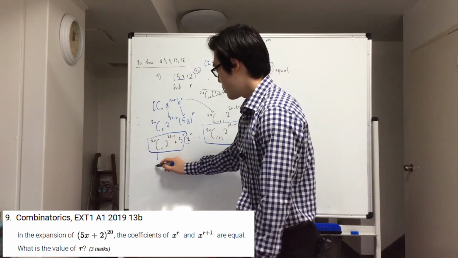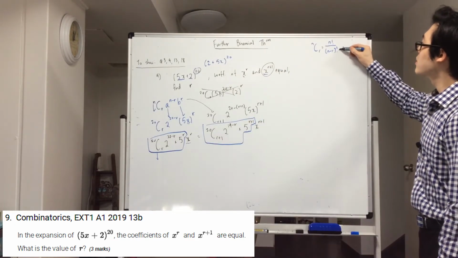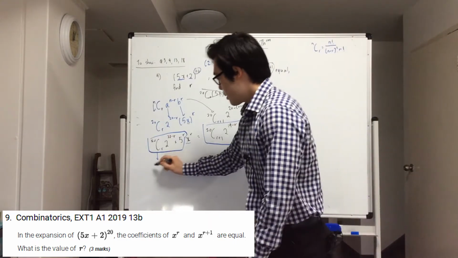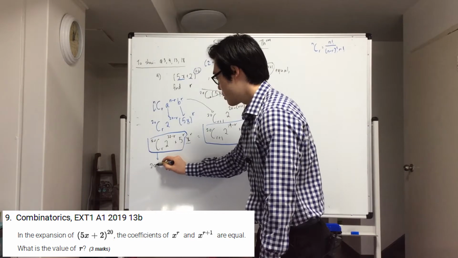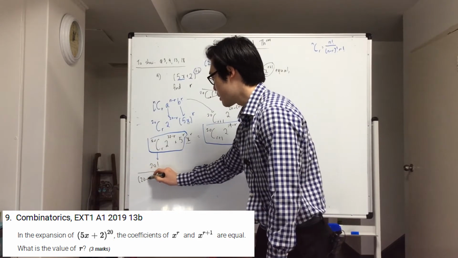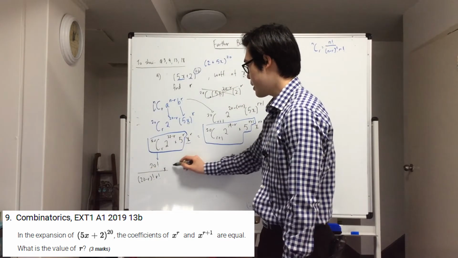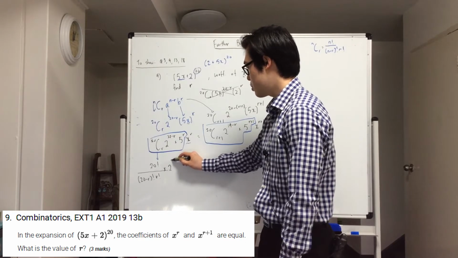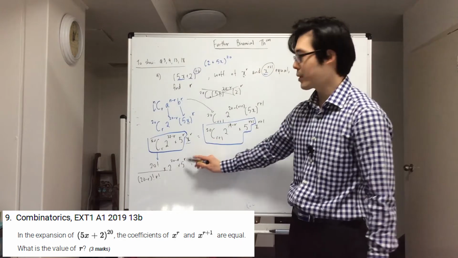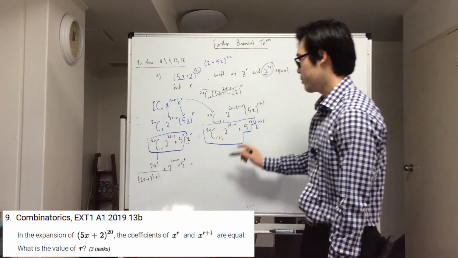Alright, so what you need to do is write the full combination definition out if you forgot. Let's use that there. Alright, so 20 factorial over 20 minus r factorial times r factorial, times 2 to the power of 20 minus r times 5 to the power of r, okay? You don't write the x up because we're just equating the coefficients only. So don't write the x bit. That's the mistake I made in my previous video.